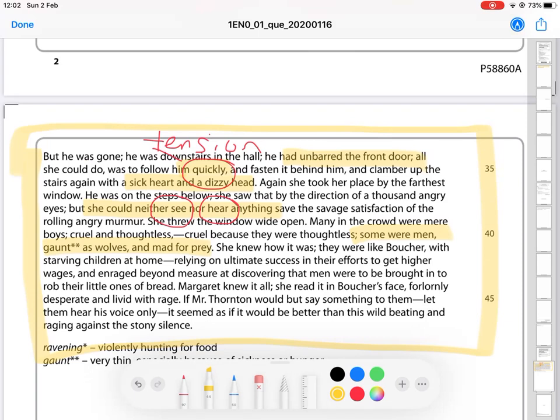Because it's almost like they are predators. It even says here, prey. We don't know what's going to happen to him. We don't know what's going on out there.